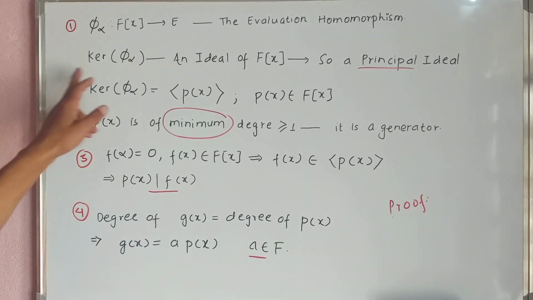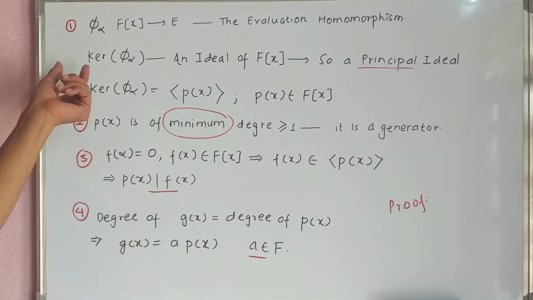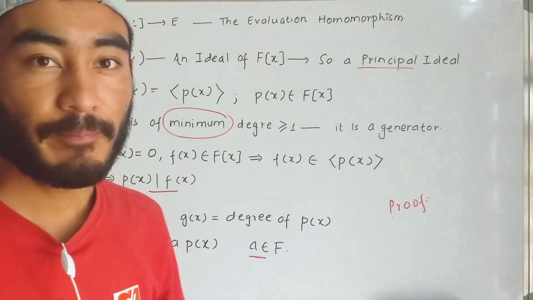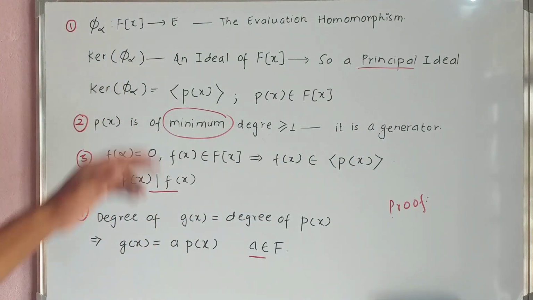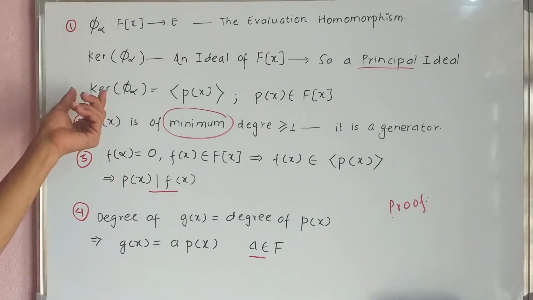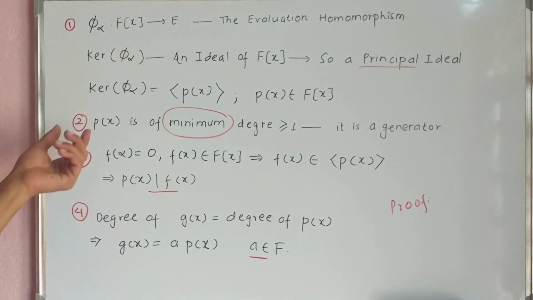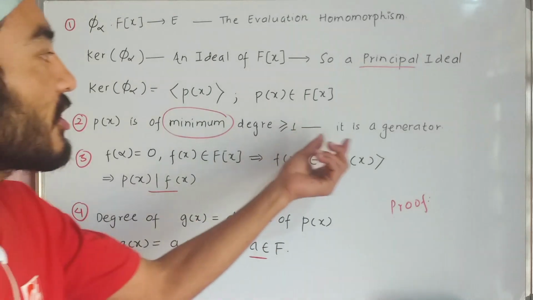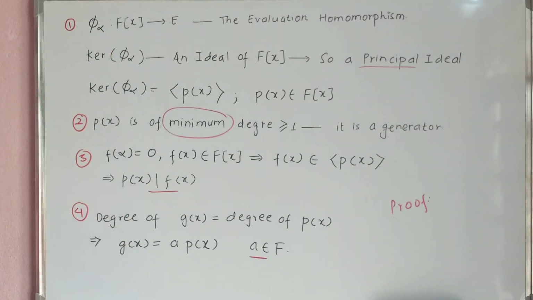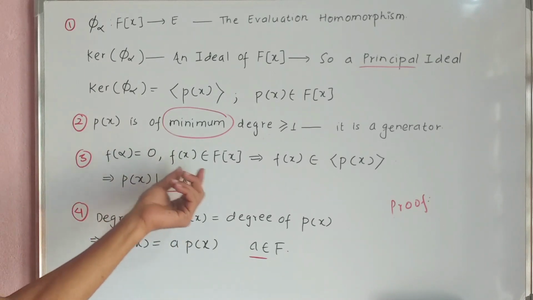Then the kernel of phi alpha is an ideal of F[x], and any ideal of F[x] is a principal ideal. So the kernel of phi alpha is also a principal ideal. So the kernel of phi alpha is generated by a polynomial p(x) in F[x]. The kernel of phi alpha equals the ideal generated by the polynomial p(x). Second, we have the polynomial p(x) is of minimum degree because it is a generator of the ideal, the kernel of phi alpha.